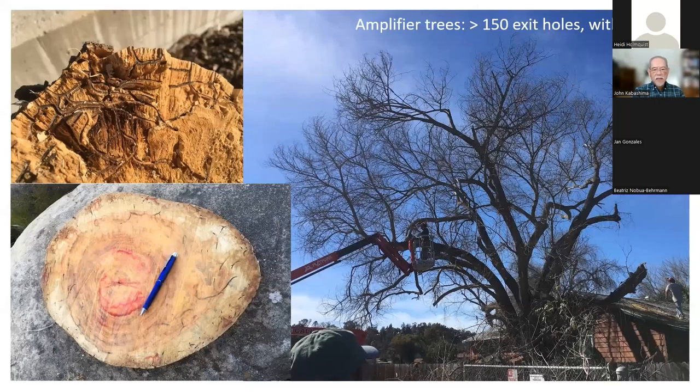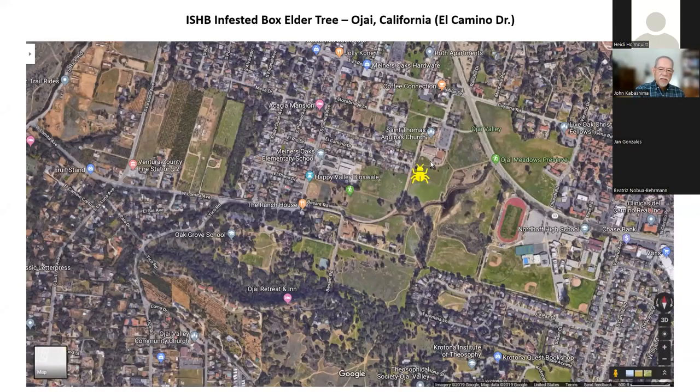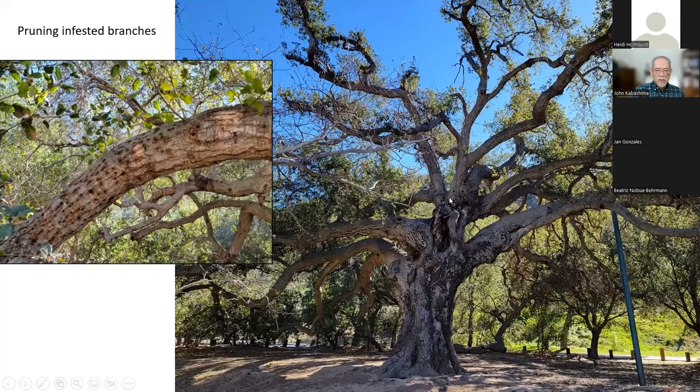So here's the primary host. It's a box elder. This was up in Ojai. And you can see that this was a huge tree, and the beetles just totally devastated that tree. And it was interesting that you see this red color in the wood from the Fusarium that's attacking the tree. And I understand that wood's actually quite valuable. So that tree was actually here, and we were finding beetles in this surrounding area from that one tree. Once that one tree was removed, we saw things kind of settle down a little bit.